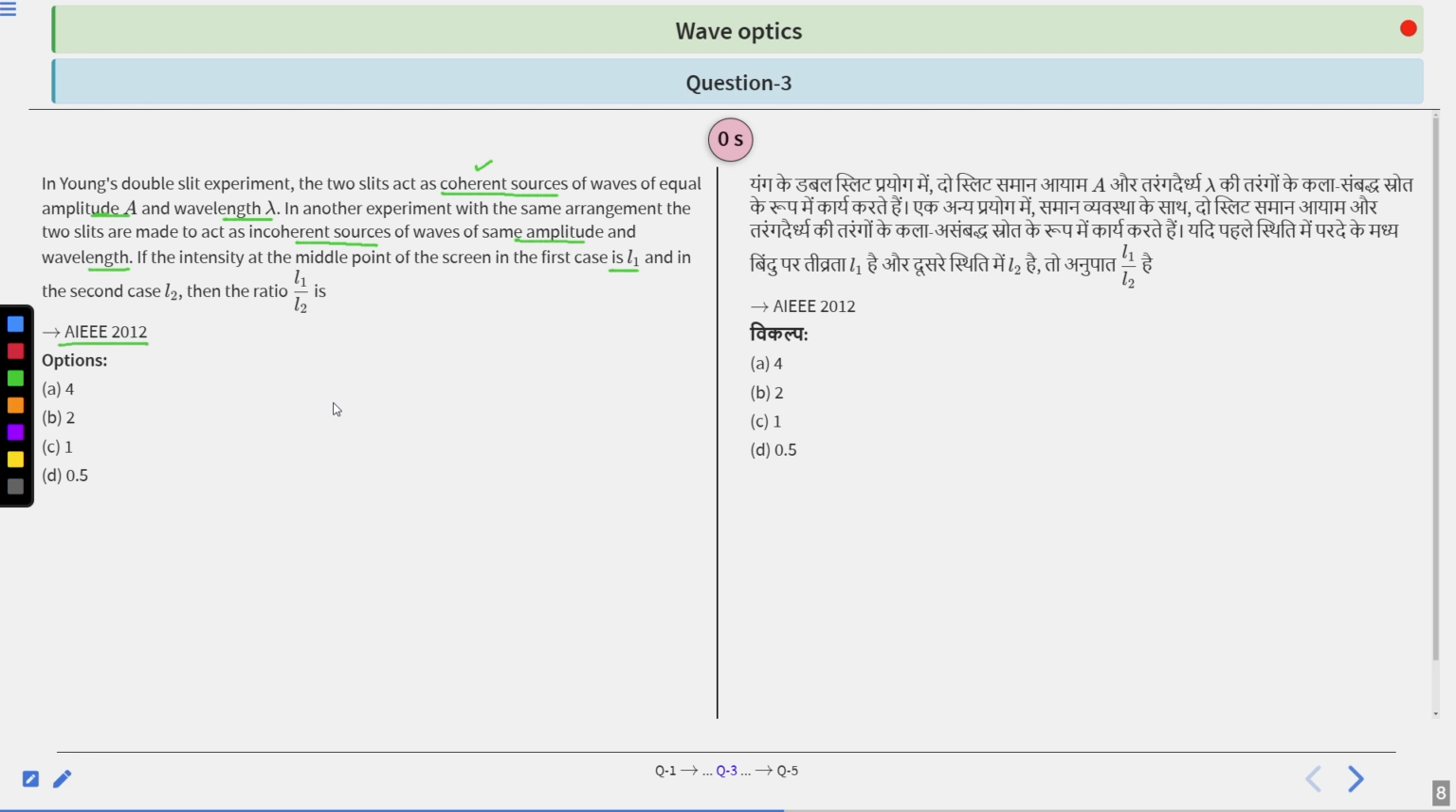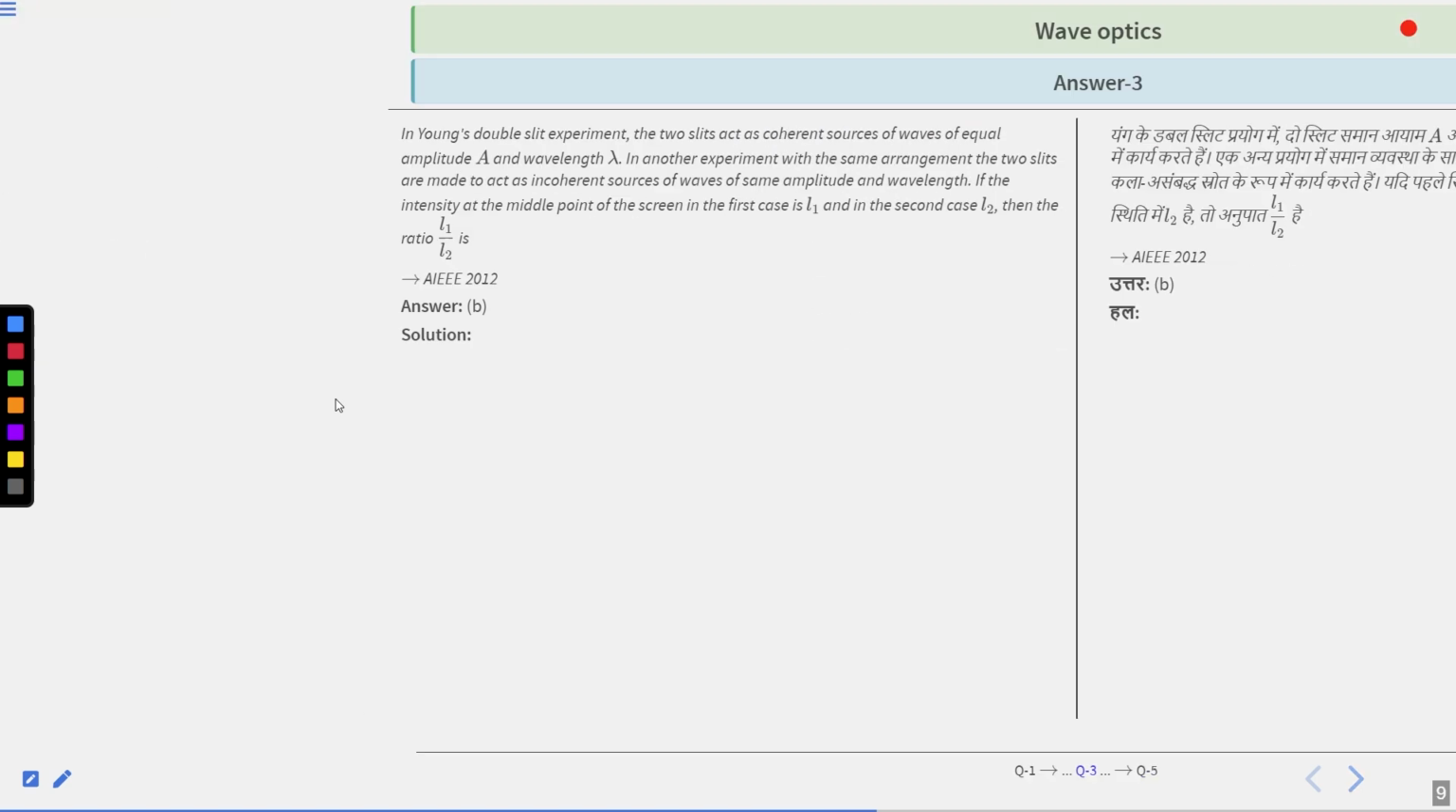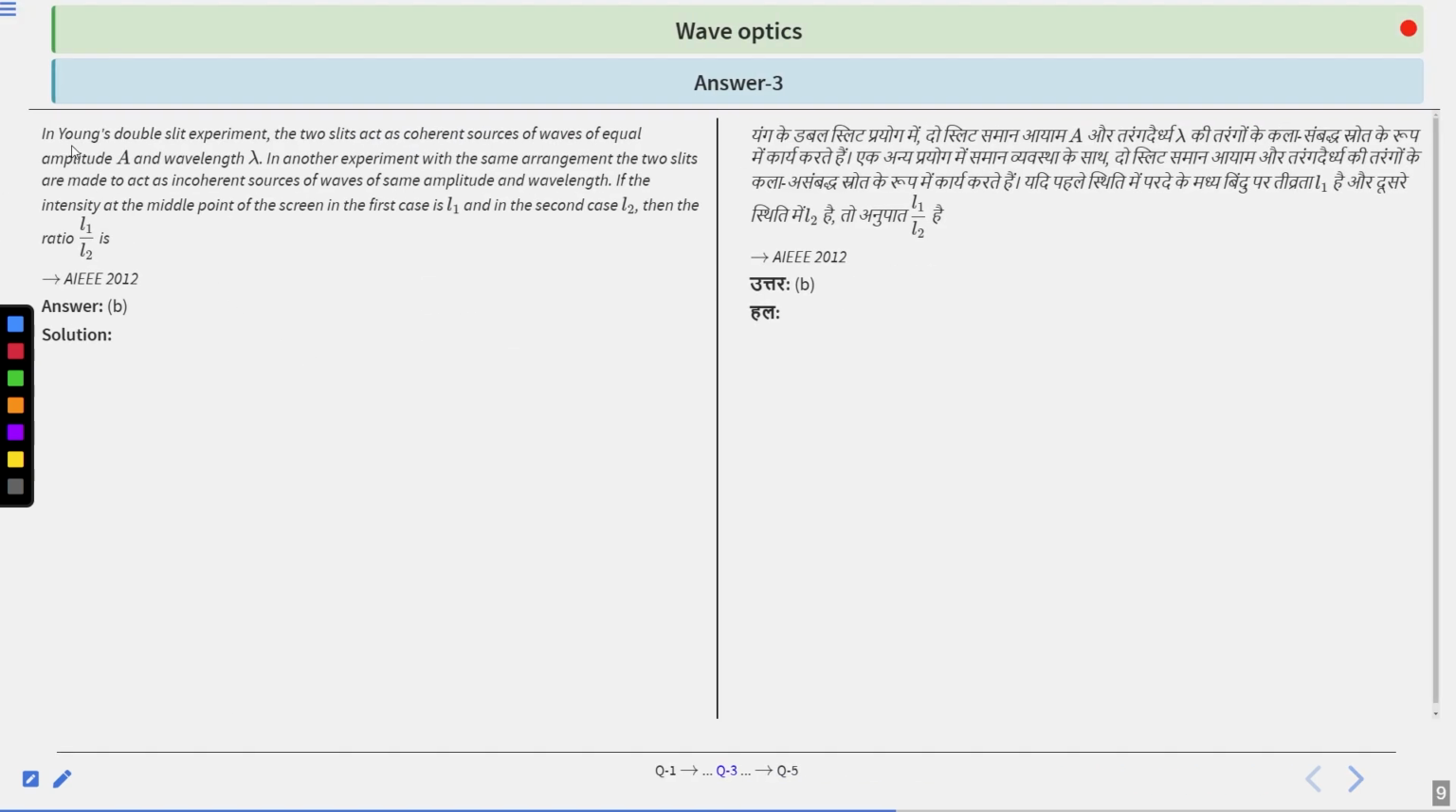I hope you have solved this question. Now let's see the solution. In Young's double slit experiment, the two slits act as coherent sources of waves of equal amplitude and wavelength. So here the given terms are equal amplitude, that is A, and wavelength lambda.